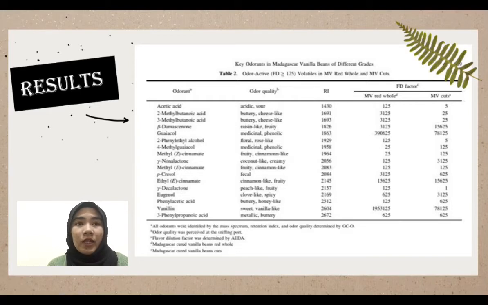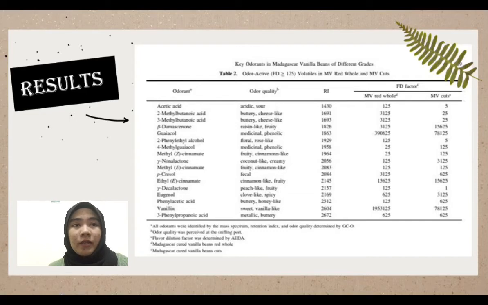For the methyl cinnamate, it has 25 MV red hole and 125 MV cut. For the gamma-nonalactone, it has 125 MV red hole and 3125 for MV cut. For the methyl cinnamate, it has 125 for the MV red hole, and for the MV cut, it has 125 too. For the p-cresol, it has 3125 MV red hole, and for the MV cut, again 625.